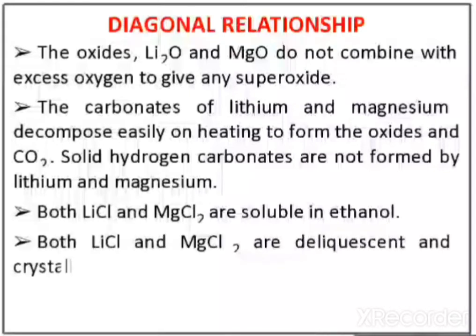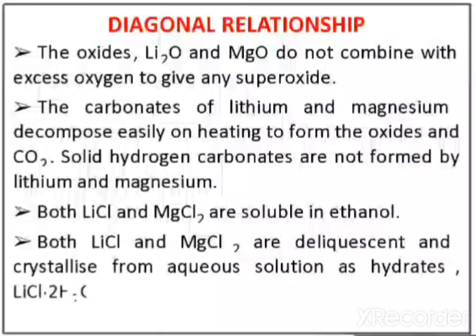Both LiCl and MgCl2 are deliquescent and crystallize from aqueous solution as hydrates. Lithium chloride has water absorbing capacity from air, and like that, magnesium chloride absorbs water from air. So both are deliquescent, while the other elements' chlorides are not deliquescent. So these are the similarities between magnesium and lithium. That's why we are saying lithium and magnesium show diagonal relationship.